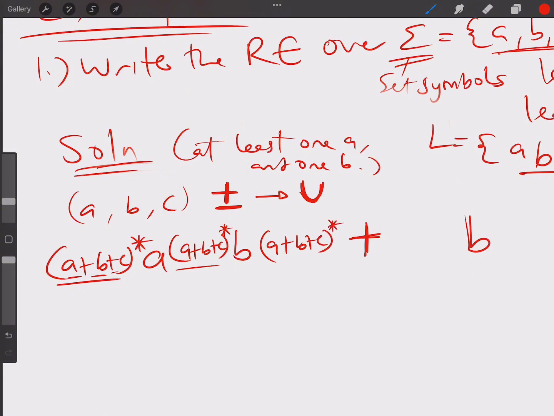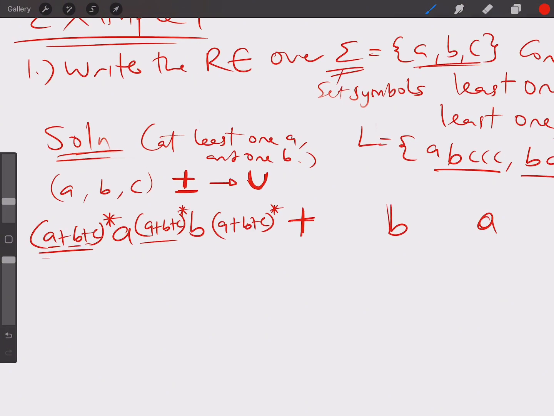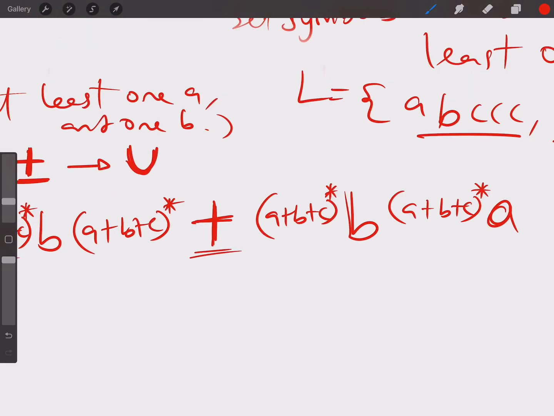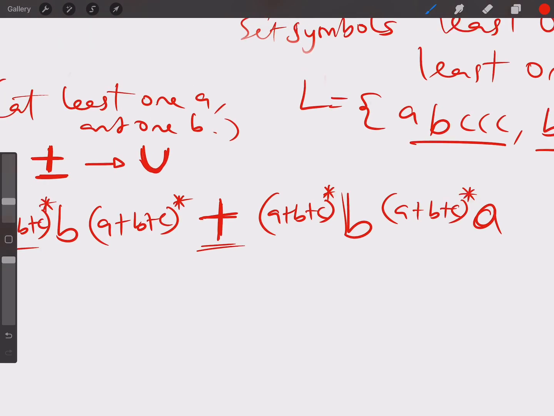This is to create a scenario where if I have C starting the string, it will work. If I have a C in the middle of A and B, it will also work. If I have a C after the A and B, it will also work. So we do the same for the second, the union on the other side. We have A plus B plus C star, then again A plus B plus C star, then A plus B plus C star. The Kleene closure of this, the Kleene closure of this, the Kleene closure of this.